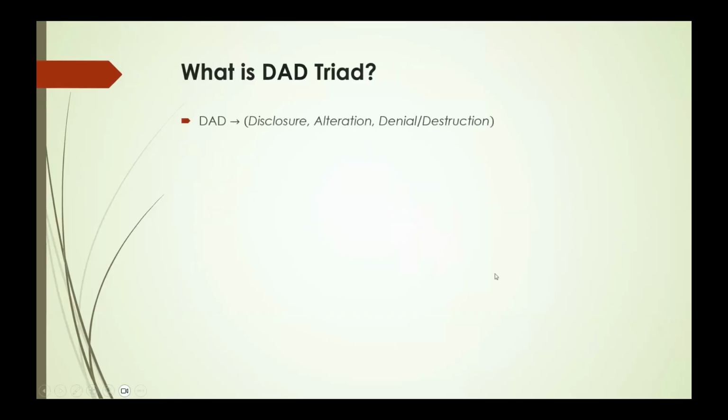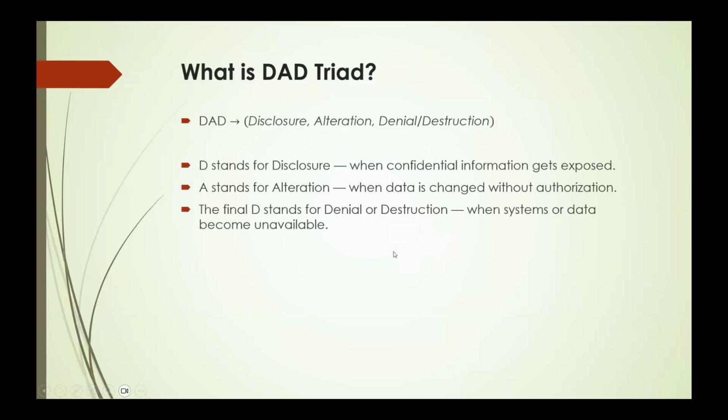Let's see a few real world examples for the DAD triad. Remember, CIA represents protection goals, whereas DAD represents attack outcomes.